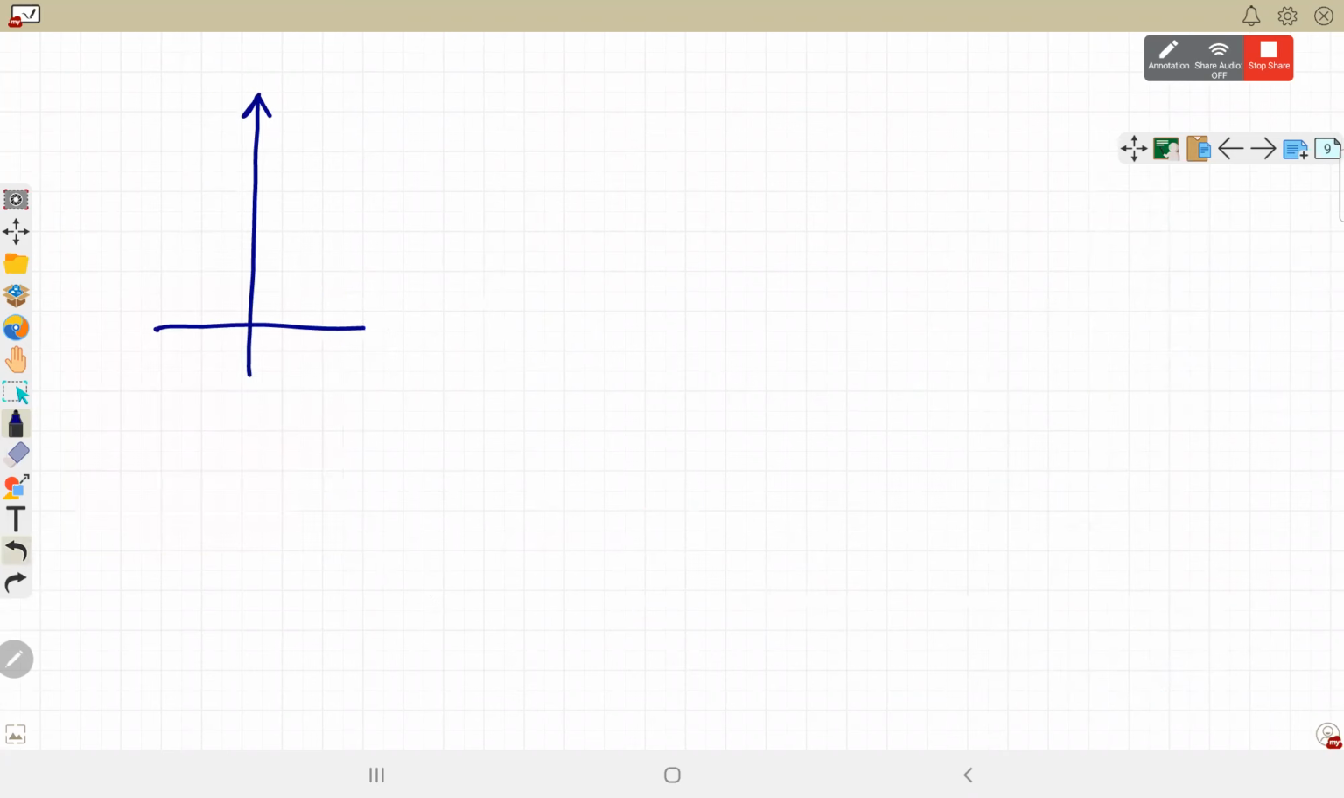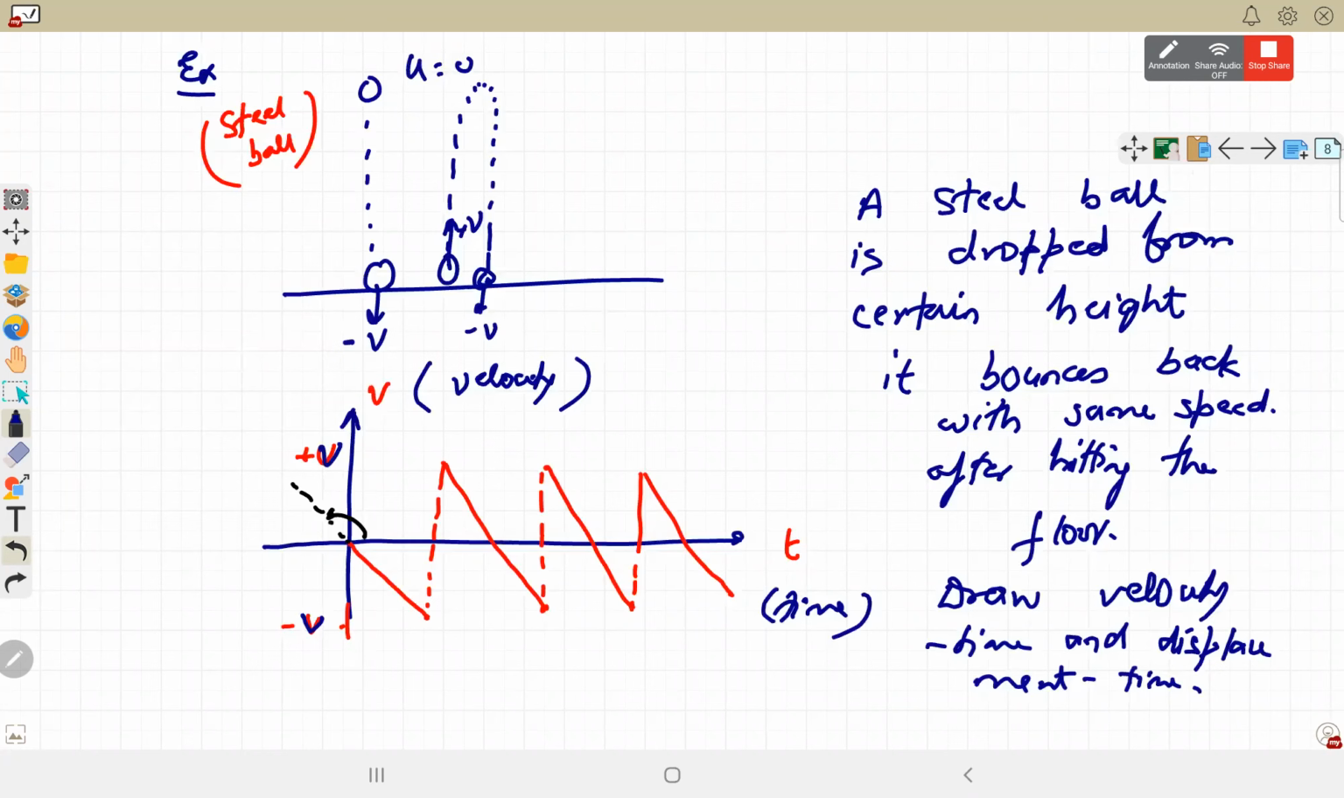Sir, displacement time graph में displacement हम कहाँ से ले रहे हैं? Previous slide? From the initial point or from the final point?